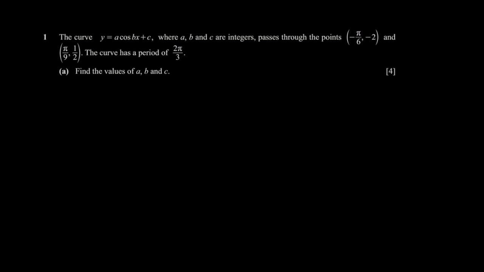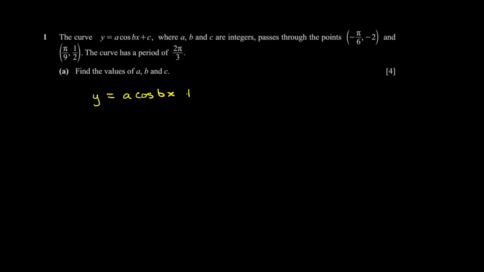Okay, question one. The curve y equals a cos bx plus c, where a, b, and c are integers, passes through these points, and the curve has got a period of 2 pi upon 3. Find the values of a, b, and c. Well, essentially, we need to understand what those values of a, b, and c represent. So I'm going to do that right now.